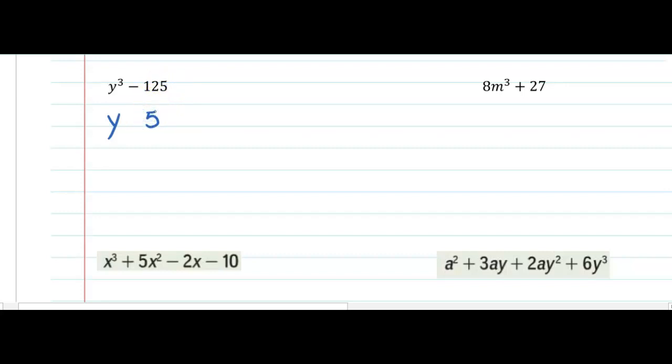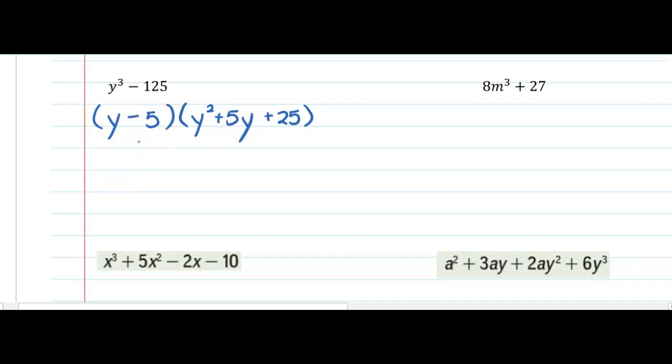So applying the formula, we just write the cube roots and keep that same sign. Then we're going to square the first term. Y squared is y squared. We're going to square the last term. Negative 5 times negative 5 is 25. And in the middle, we're going to multiply them and change the sign. So y times negative 5 is negative 5y. Change the sign.